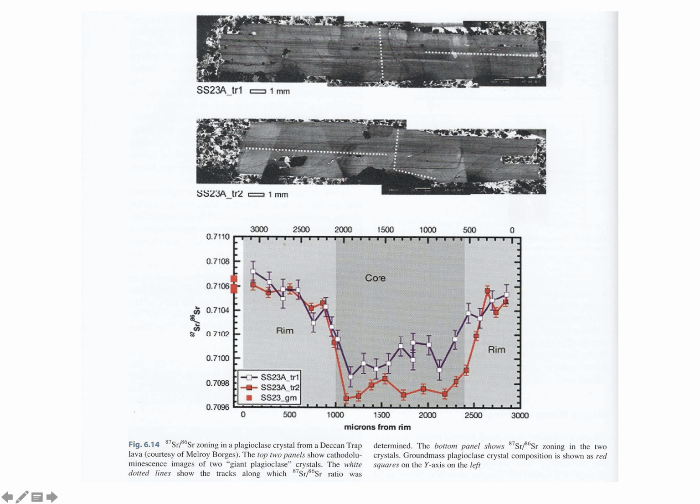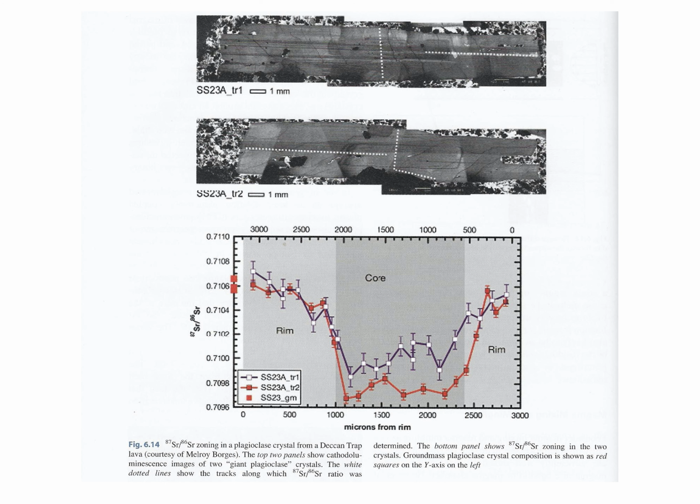Here they have measured through, and these are the traverses, SS23A TR1, that is this one, and then we have SS23A TR2, that is this one. So they have measured the zonation through this plagioclase crystal from rim to the core and again to the rim.